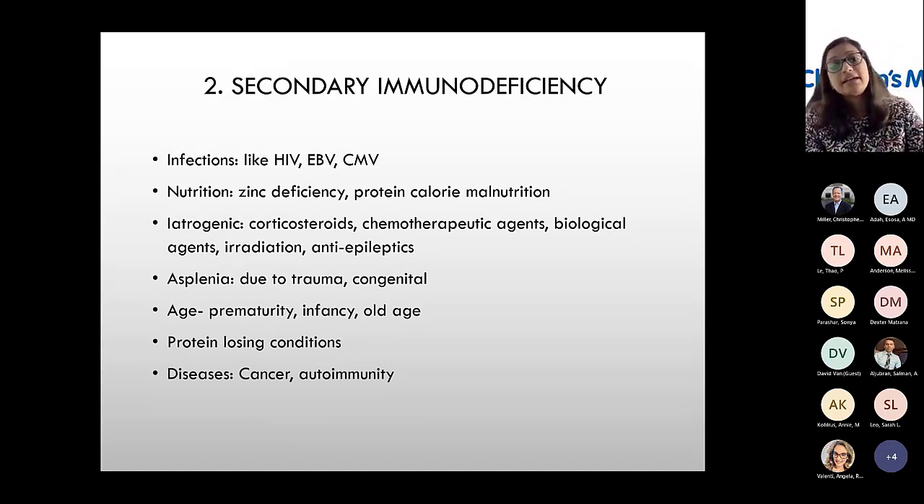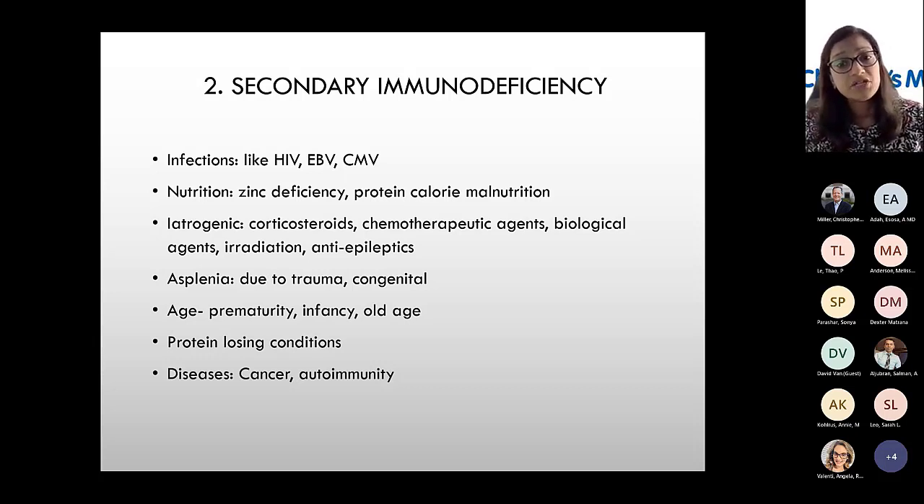Well, there are some causes that lead to defects in the immune system, but the defect lies outside the immune system. So these are conditions that secondarily cause an immune defect. There are some infections that can suppress the immune system, like HIV, EBV, CMV, or nutritional defects like zinc deficiency, protein calorie malnutrition, although less common in this part of the world. There can be lots of medications and medical therapies that can lead to immune suppression. So we know of corticosteroids, chemotherapeutic agents, biological agents, immunosuppressants. Irradiation can also suppress the immune system.